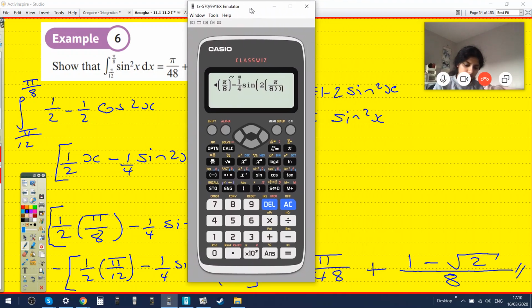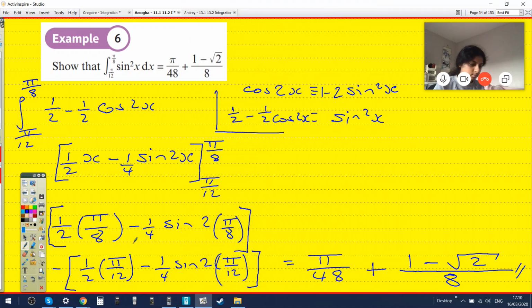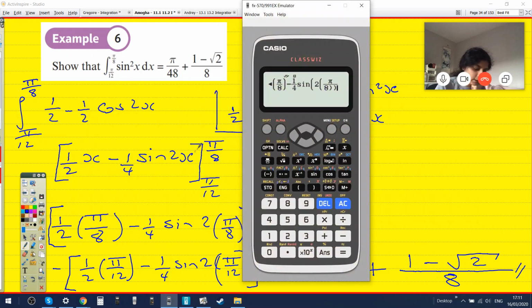So if you look at what I did, I subbed in pi over 8, big brackets around everything, then take away big brackets around everything, what you get when you sub in pi over 12. And then I put it all in my calculator, and pinky promise, this is what it showed me. Okay, I'm doing it. You're a careful girl, so you were checking your answer. Nothing wrong with that.